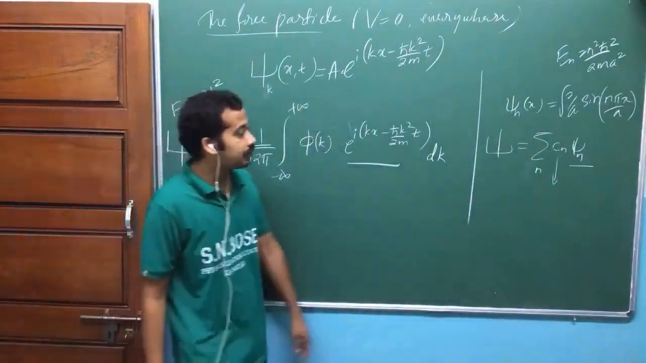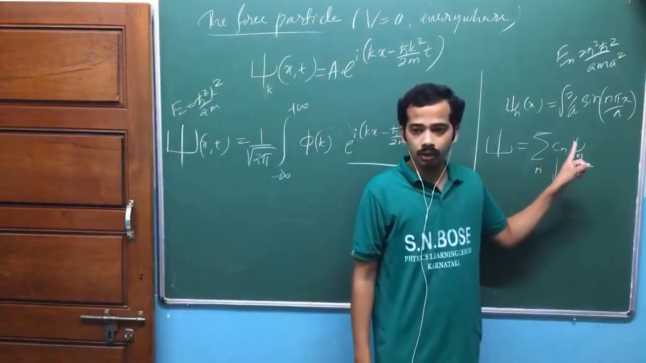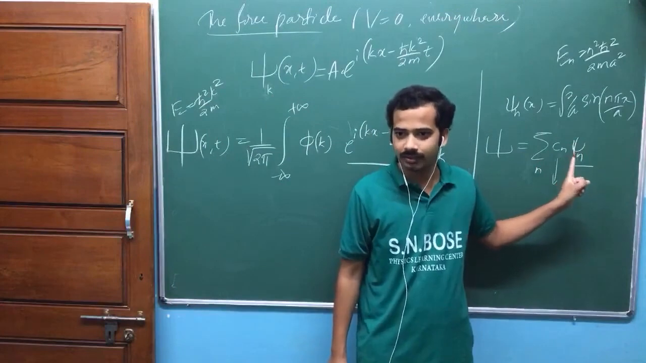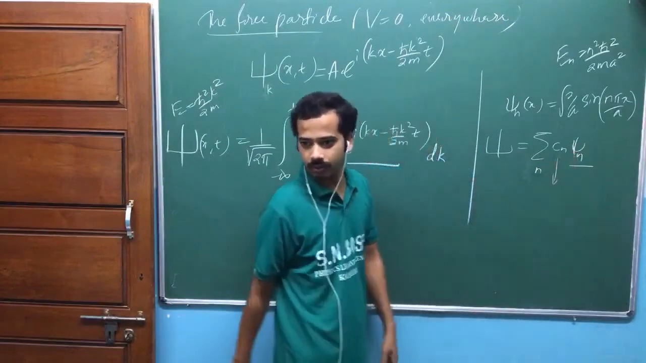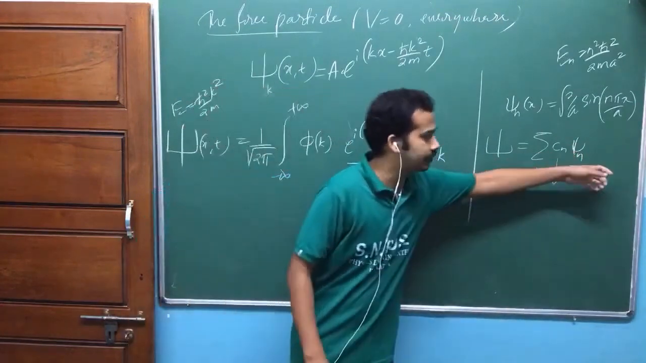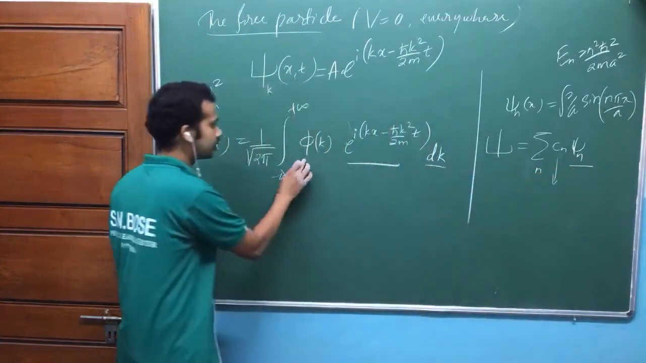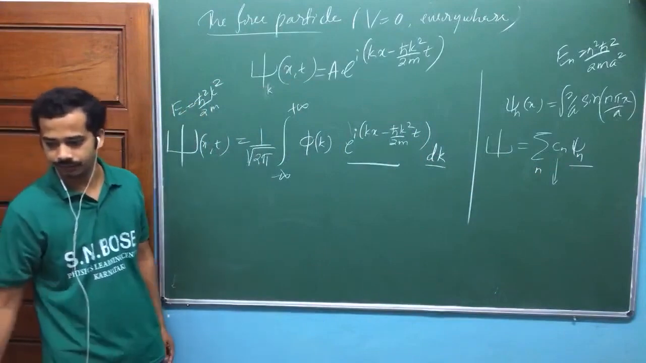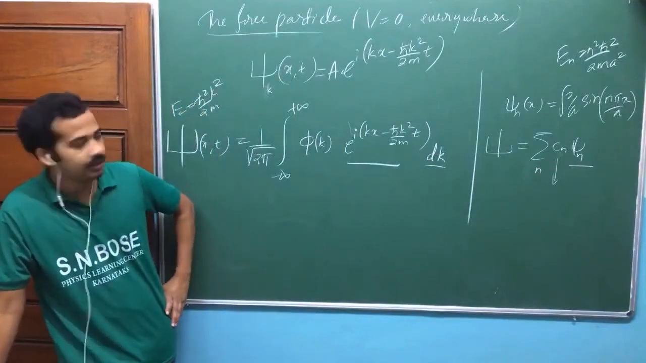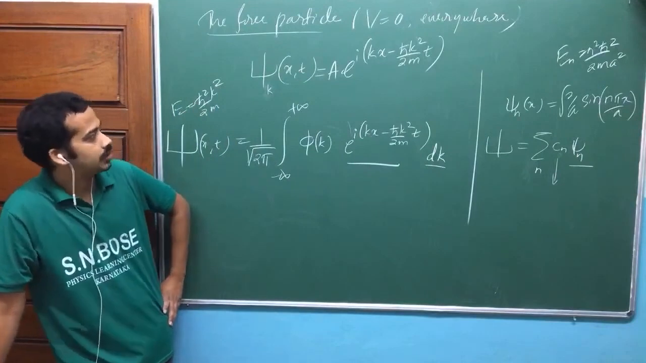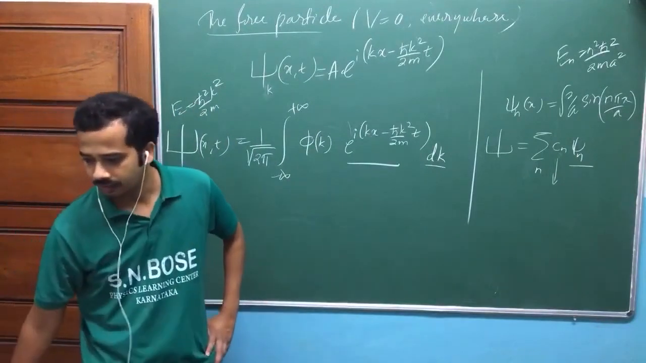And don't worry, actually here Cn had no dimension, okay? Cn has no dimension. Mod Cn square was a probability, isn't it? Here you have dk, okay? This coefficient has got some dimension. Energy is continuous here. There is no discrete energy for a free particle.